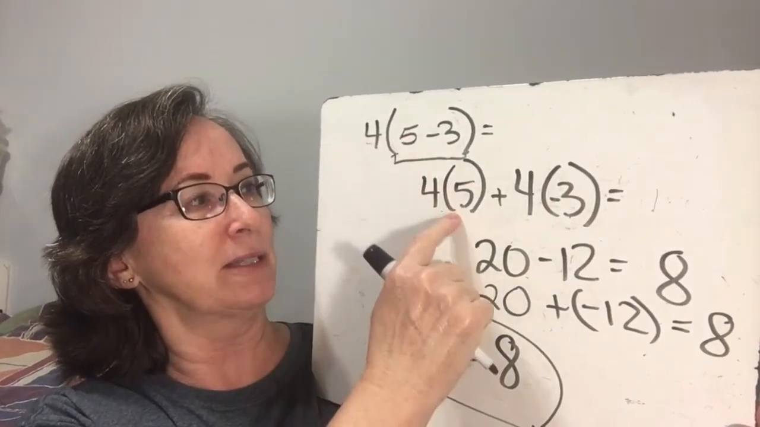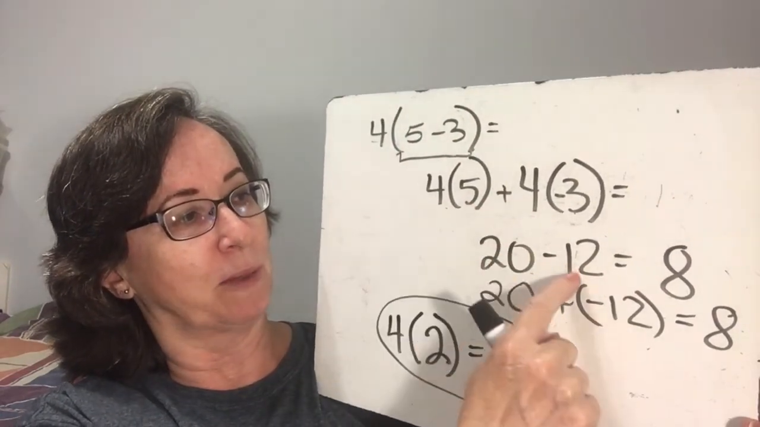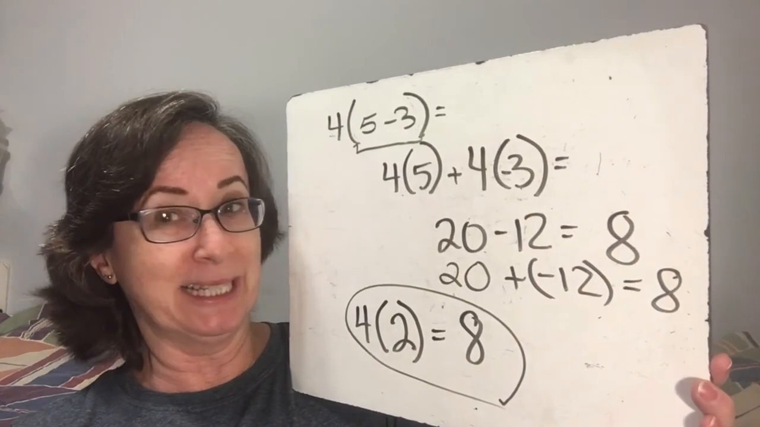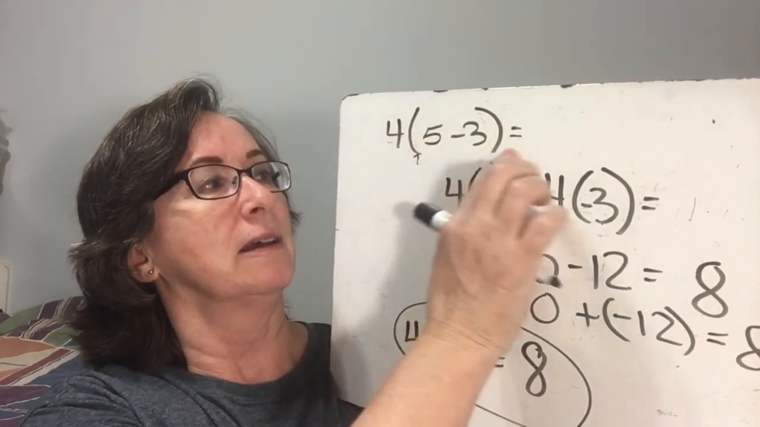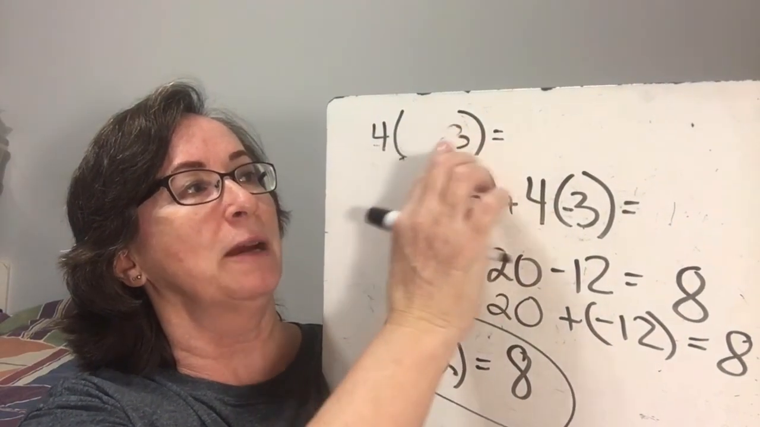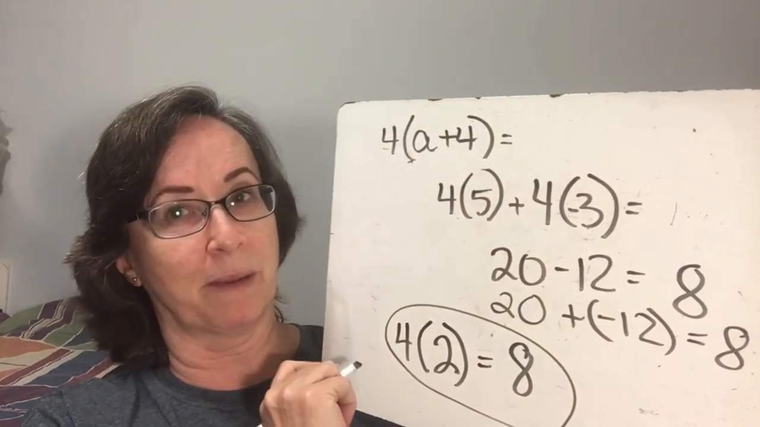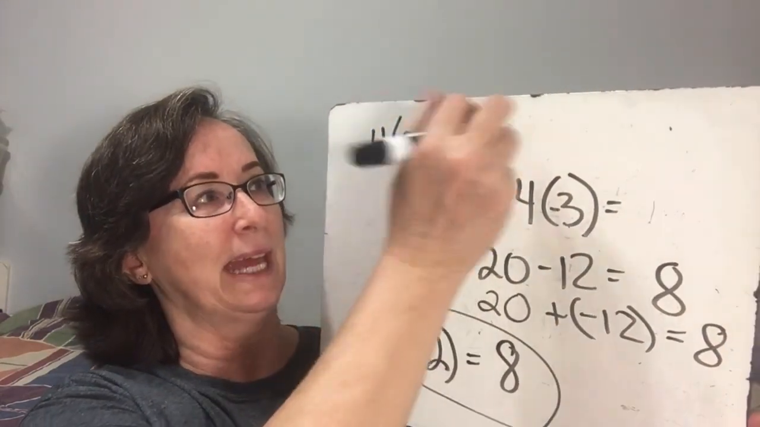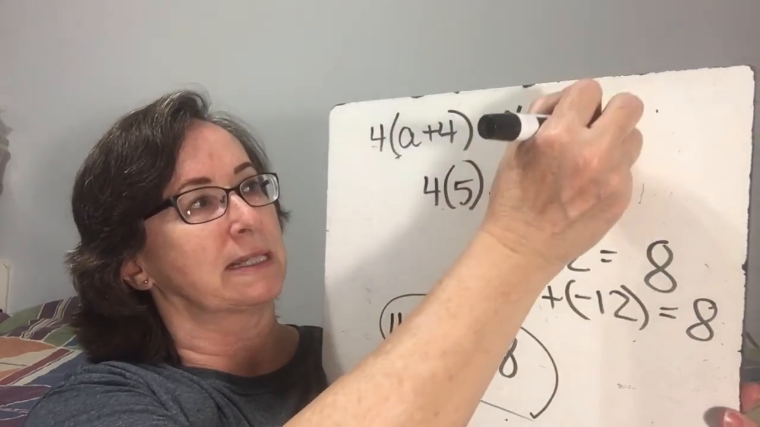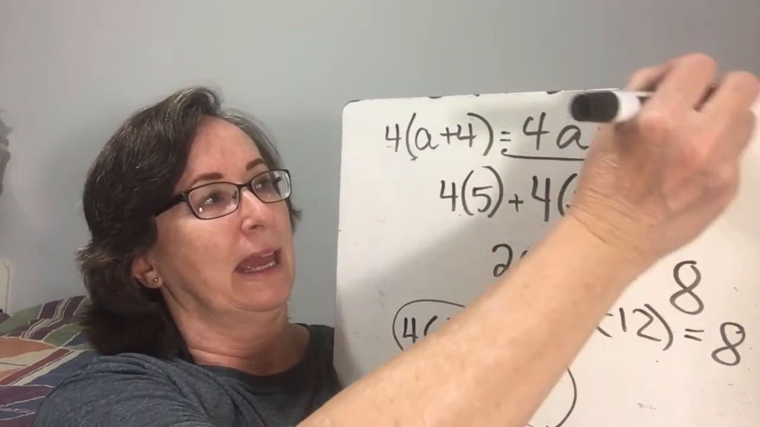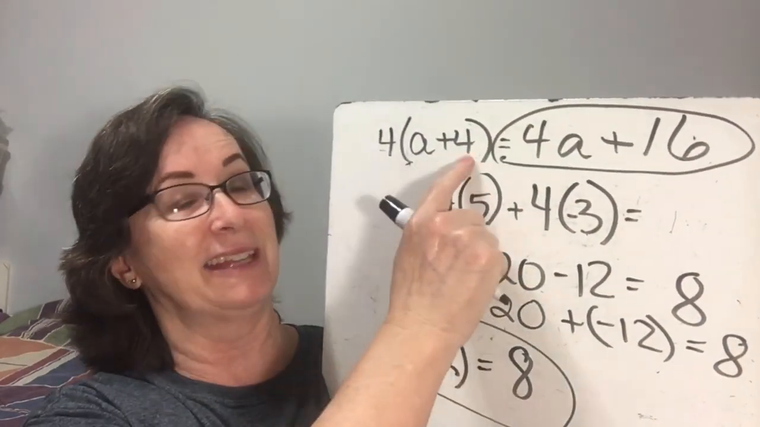Okay, 4 times 5 is 20. 4 times a negative 3 is a negative 12. 20 minus 12 is 8. We can see that it works both ways. But we're not always going to have numbers there, and that's why we have to have the distributive property. If it's like this, 4 times a is 4a, plus 4 times 4 is 16. And we can simplify it even though we can't add these two together.